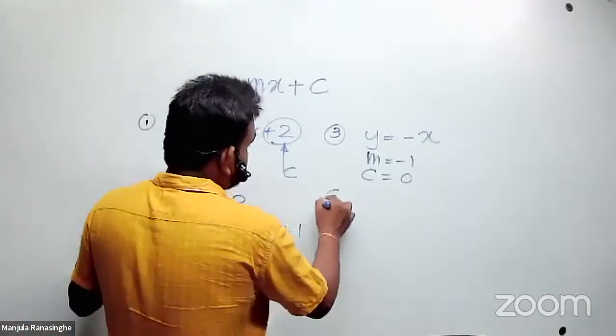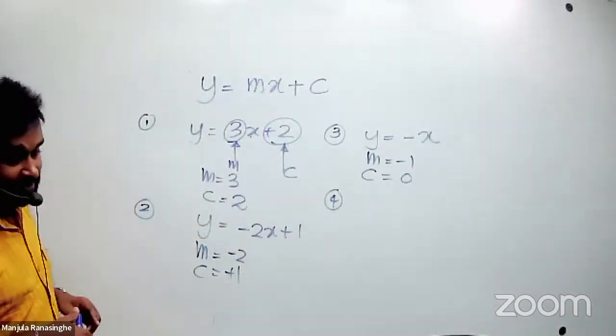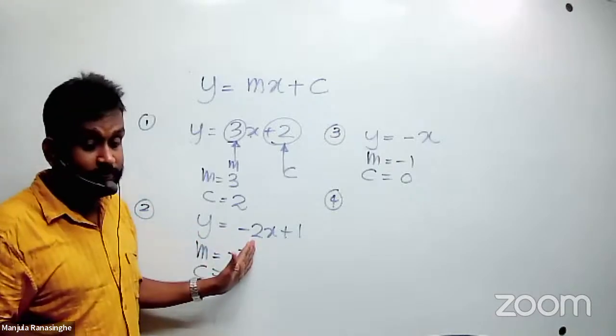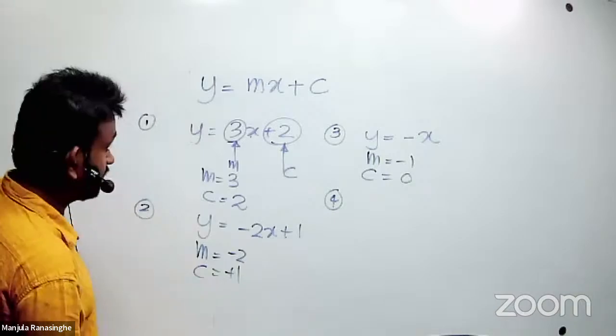Okay, fourth one, now these are fine, right? You can practice it. Y has to be the subject. Once y is the subject, the x coefficient is the gradient, and thereafter the constant is the intercept.